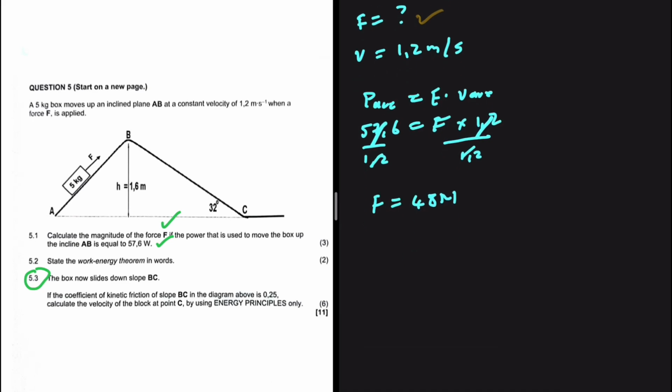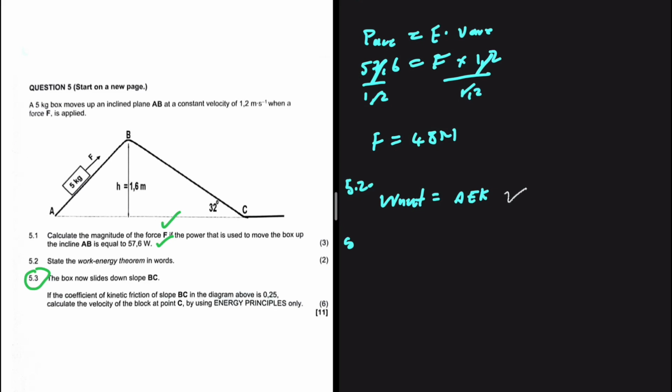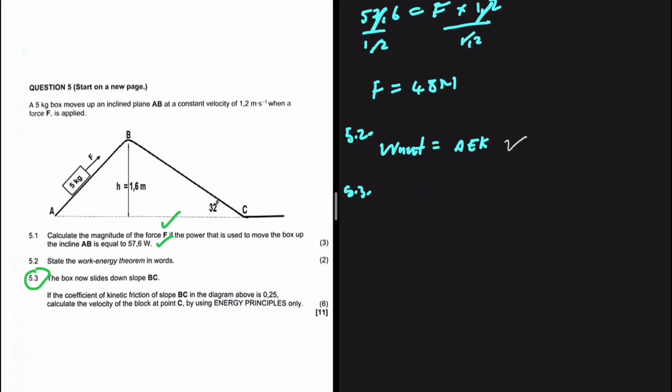Let's take a look at 5.2. 5.2, we're supposed to state the work energy theorem in words. The net work done on an object by a net force is equal to the object's change in kinetic energy. That is 5.2.